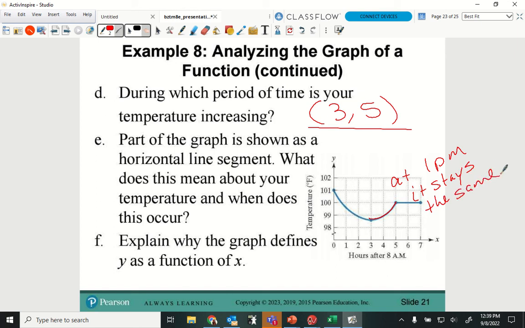Now, if you guys notice, you have places to write this down in your notes where I don't, so that's why I'm writing on the slide. You don't have to write on the slide.